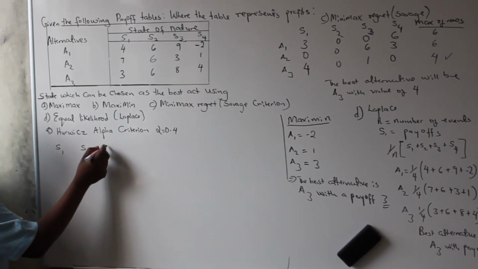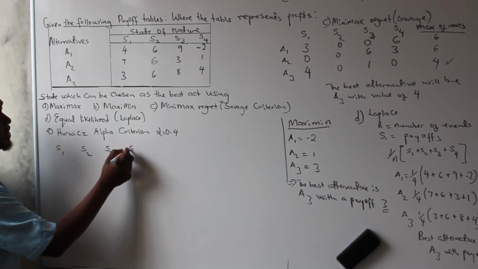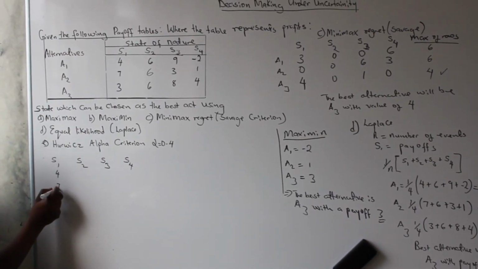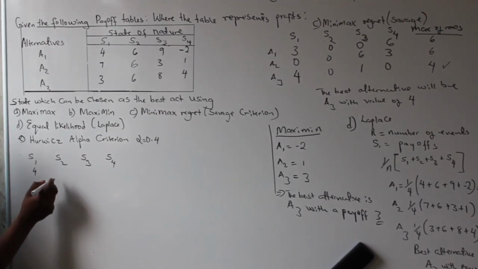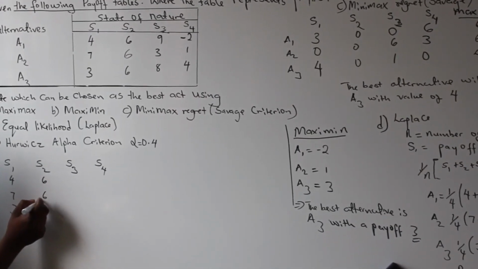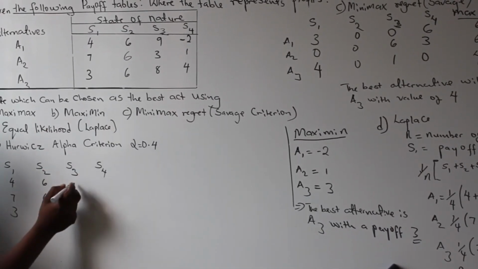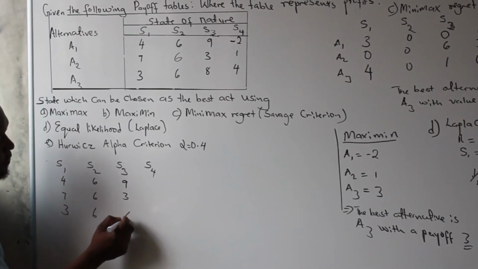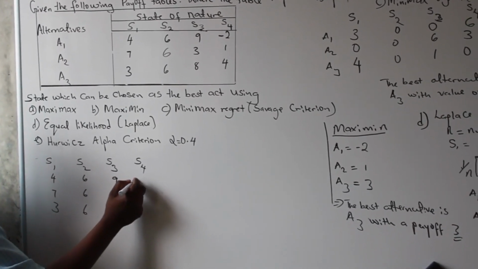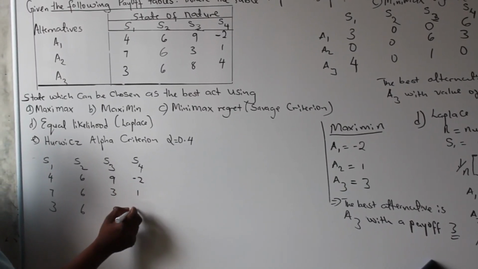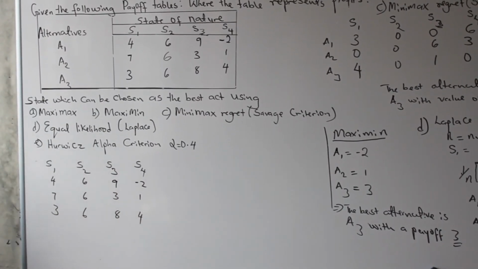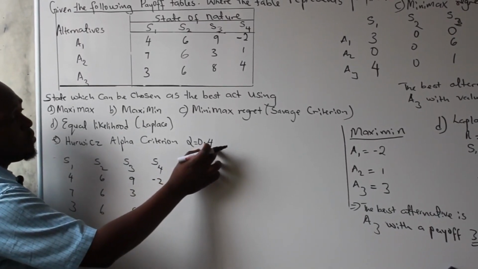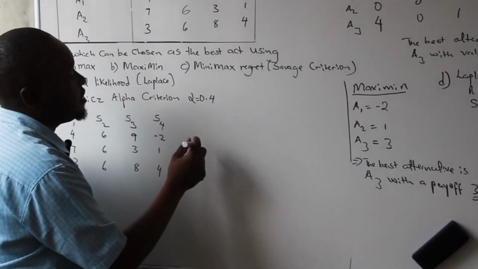S2, S3, and S4. Here under S1 we had 4, 7, and 3 for payoff. Here we had 6, 6, 6. And S3 we had 9, 3, 8. And under S4 we had -2, 1, and 4. For the Hurwicz, we have been given the alpha criterion of 0.4.